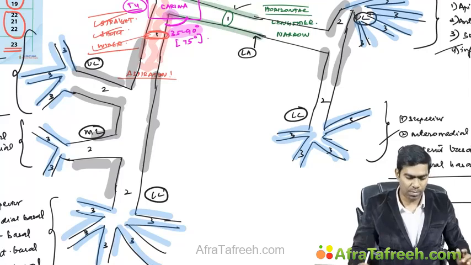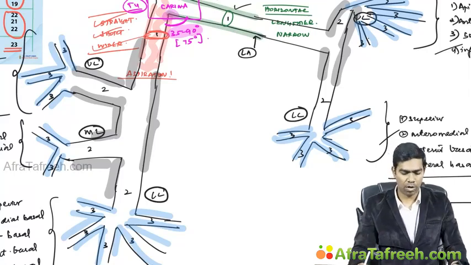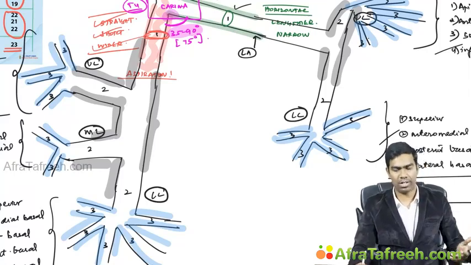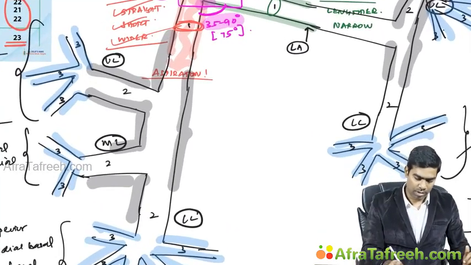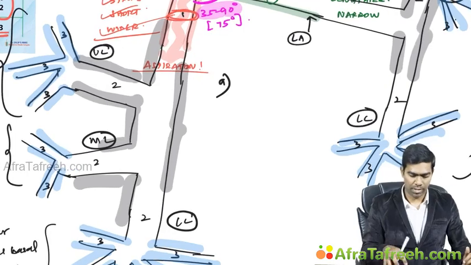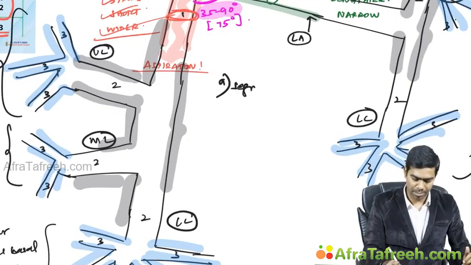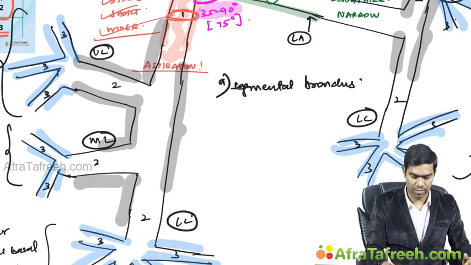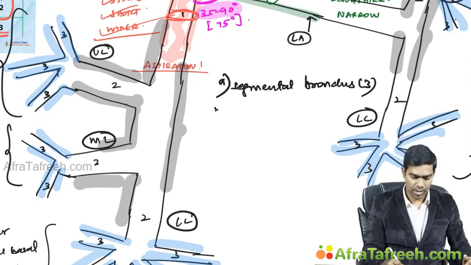And what is the idea of the bronchopulmonary segment? Why are these segments considered special? Because, point number one, these bronchopulmonary segments are supplied by a separate segmental bronchus, which we saw already. This is generation number 3. And similarly, they have a separate segmental branch of the pulmonary artery.